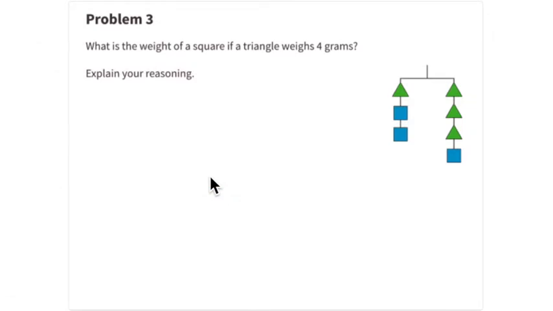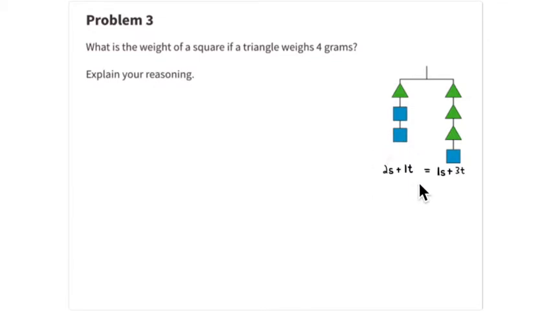This is problem number 3. What is the weight of this one blue square if a triangle weighs 4 grams? So this triangle weighs 4 grams, 4 grams, 4 grams, 4 grams. What's the weight of one blue square? And so I'm going to write this using numbers and letters, as well as using the hanger diagram. So this is 2 squares plus 1 triangle, and that is equal to 1 square plus 3 triangles.